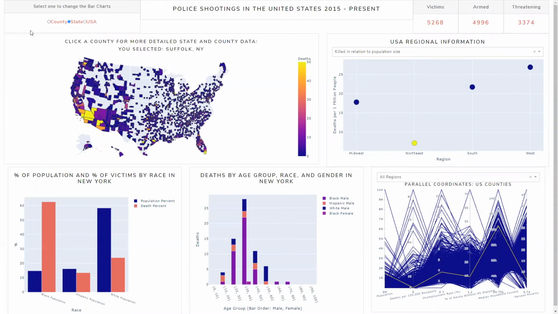Hello, our project is about police shootings in the United States from 2015 to the current year. Our data was taken from the Washington Post originally, but we also use a lot of other data sources such as the US Census information to combine the data to create a more holistic picture and create more insightful findings regarding police shootings in the United States.